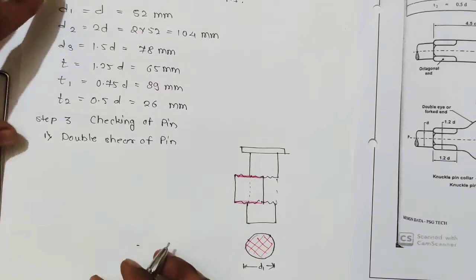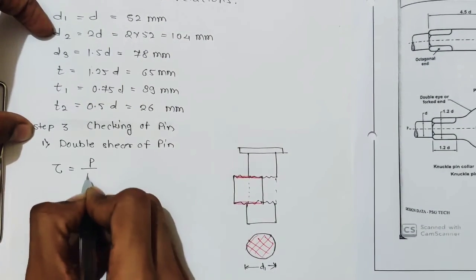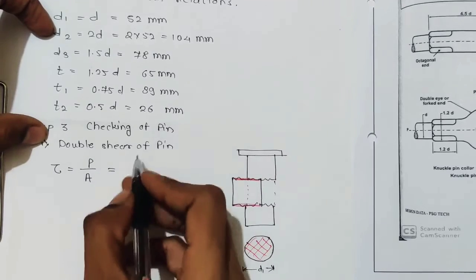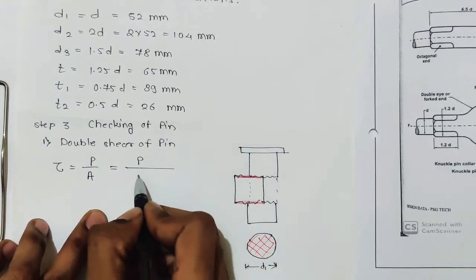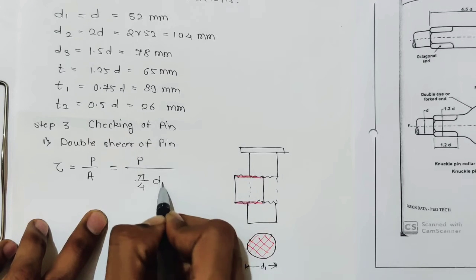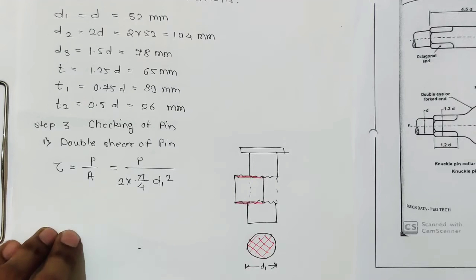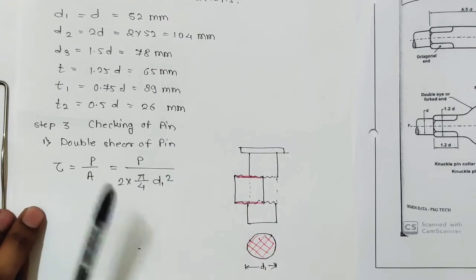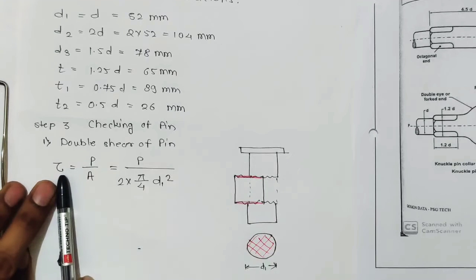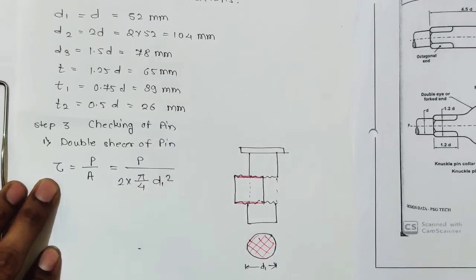So now which stress? Shear stress. Shear stress is equal to force upon area. What is force? It is P. What is area? Area here is pi by 4 d1 square, but it is double shear, so 2 into pi by 4 d1 square. Now we know the value of d1 and the value of P. We have to check that the shear stress developed in the pin should be less than the allowable shear stress.